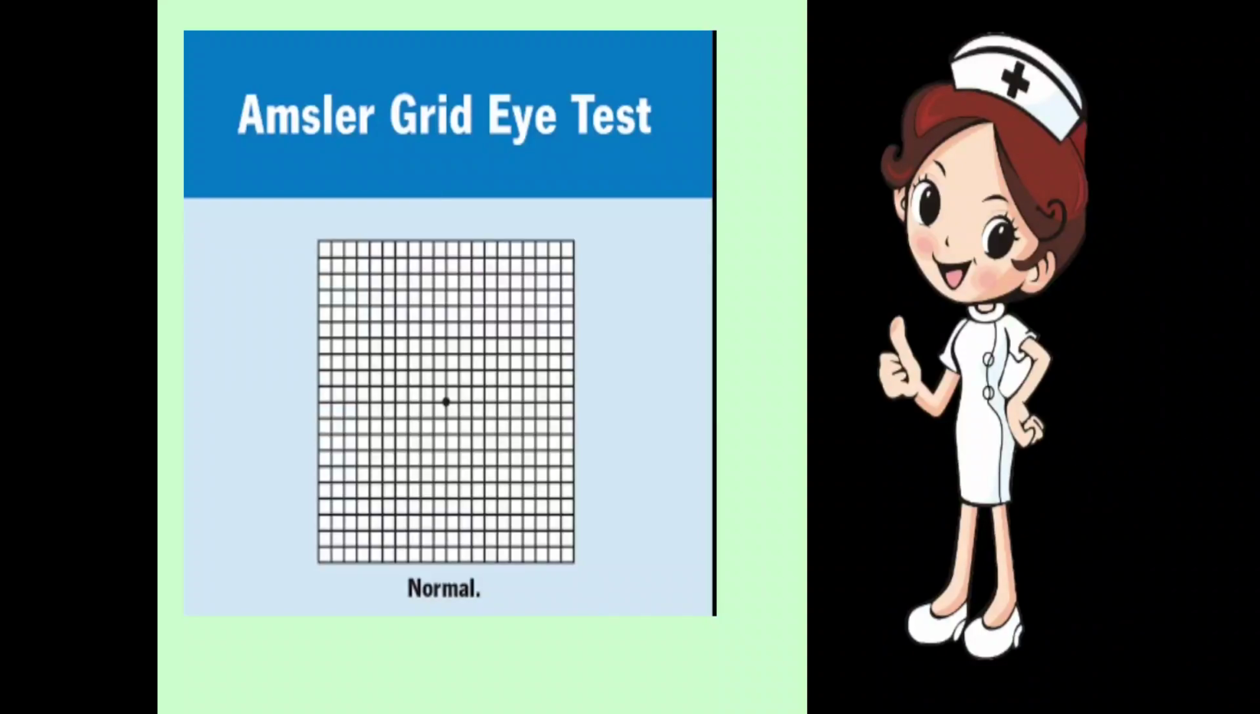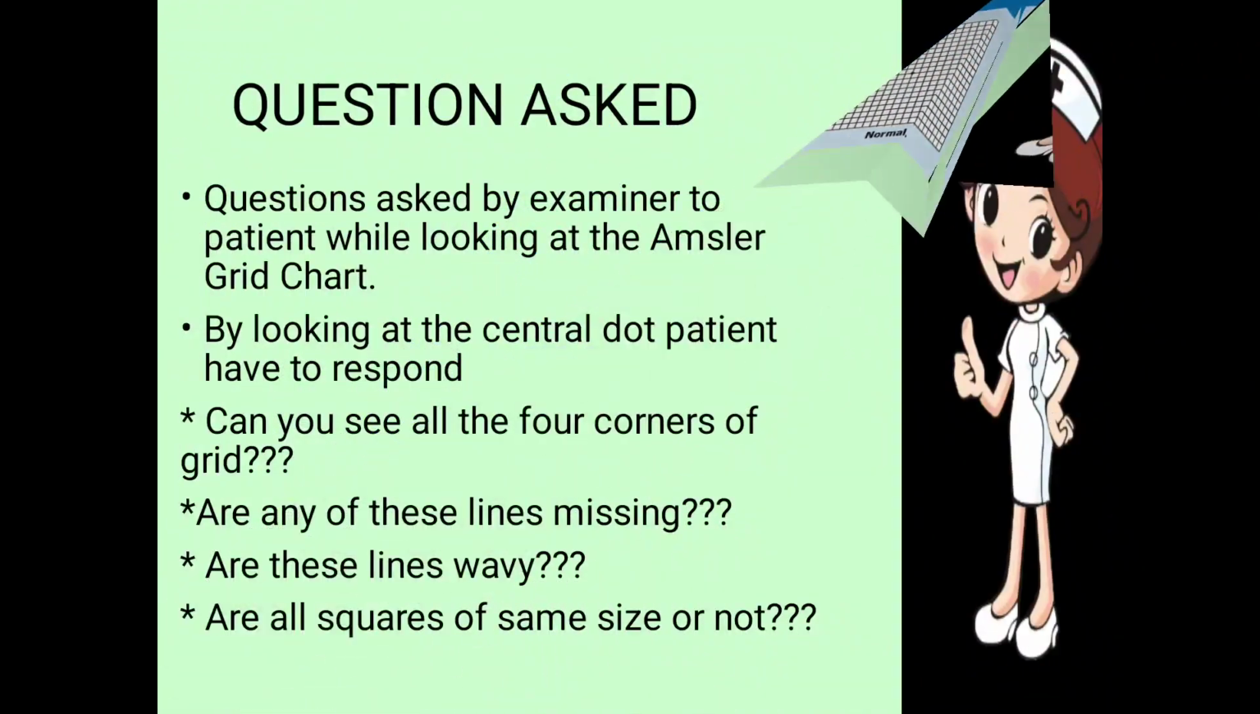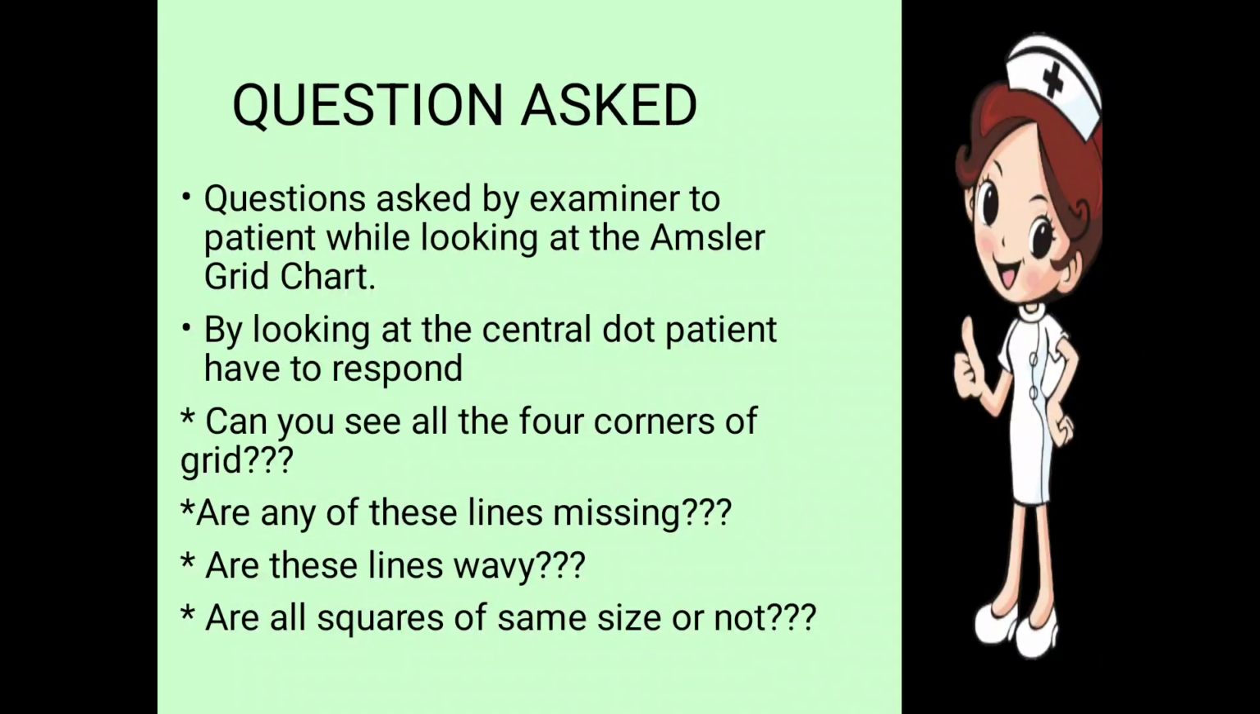This is the Amsler grid test chart in which the boxes are seen. The patient has to look at the central black dot, and has to answer some questions which the examiner is going to ask. Now, what questions are asked? By looking at the central dot, the patient has to respond to all these questions.